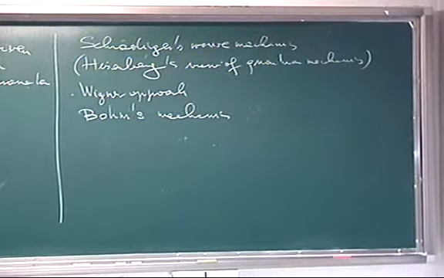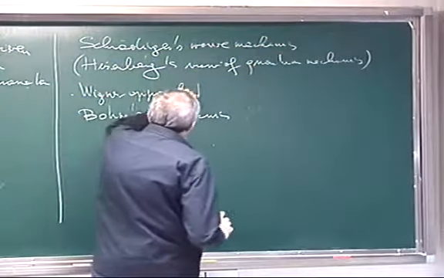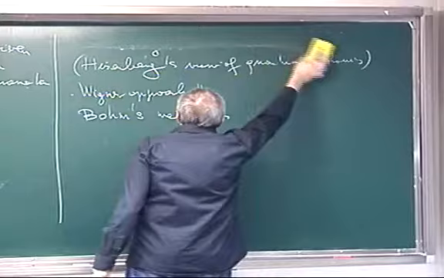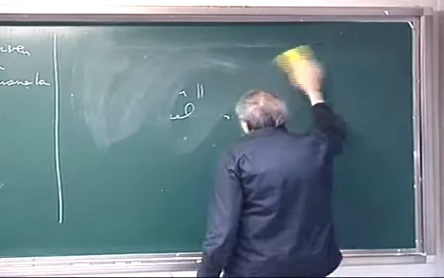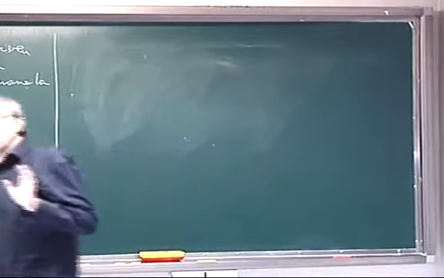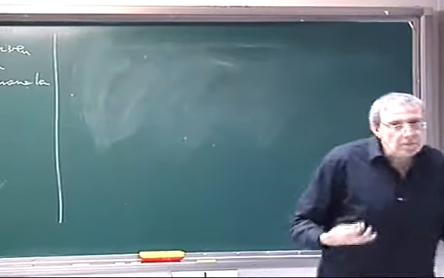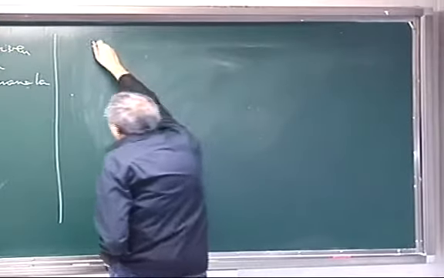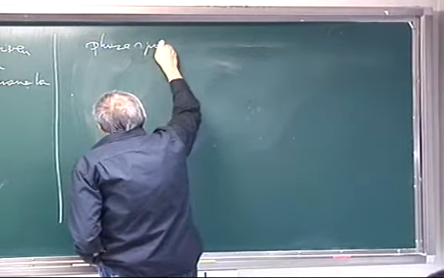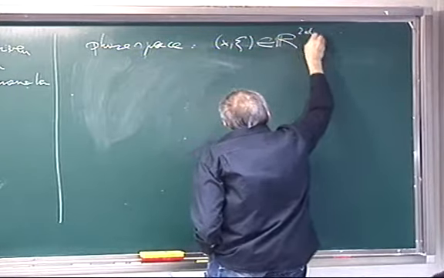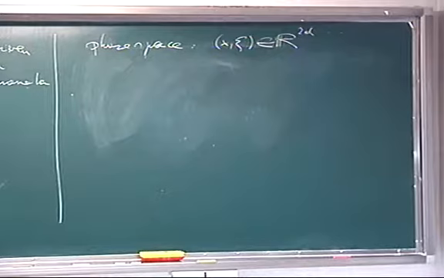Now, let me go through Wigner's approach. Schrödinger's wave mechanics is completely based on position space. I define wave functions on position space, and then I go on from there. Wigner's approach is different. It's based on phase space. Basically phase space is this space here. So basically what we do is this.